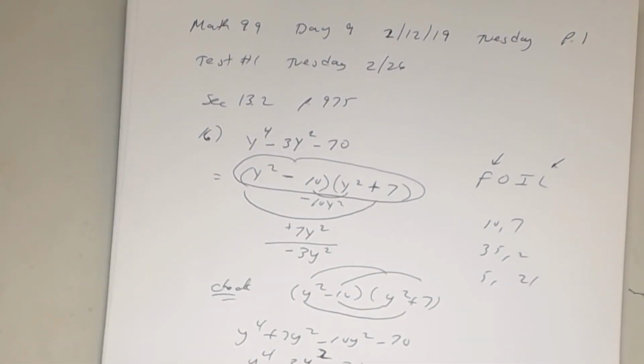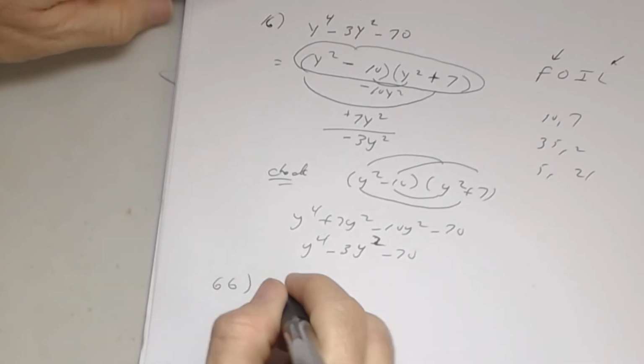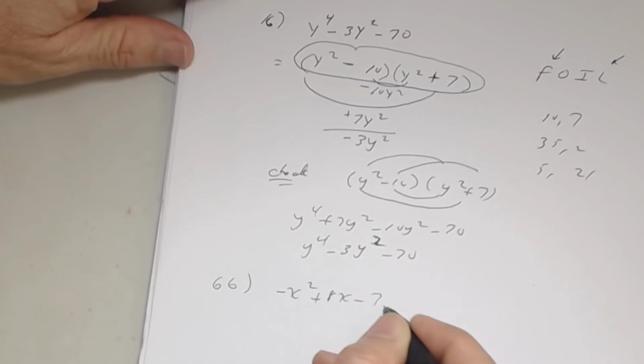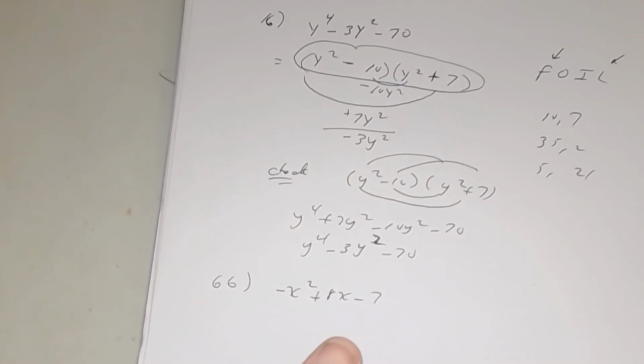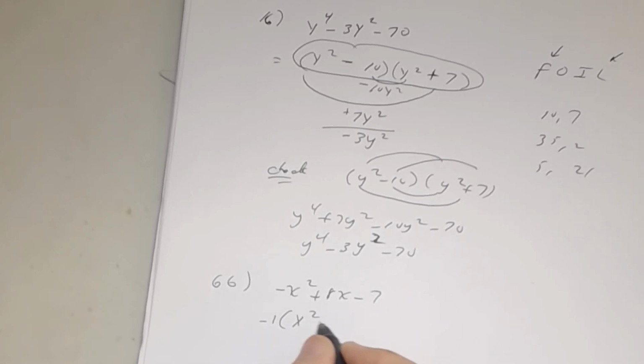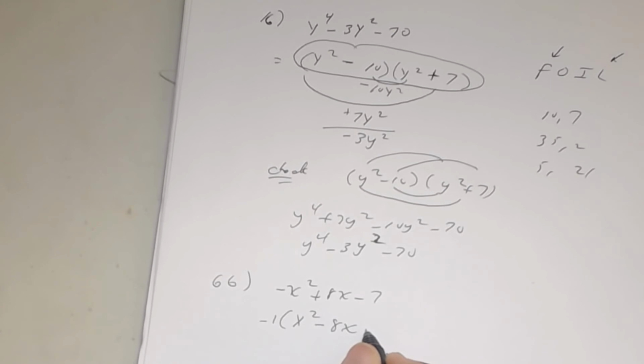Okay, let's look at 66. You have negative x squared plus 8x minus 7. Negative x squared plus 8x minus 7. The directions say to factor out the negative 1 first. So let's factor out the negative 1. When I factor out the negative 1, what do I get? X squared. Come on, guys. Minus 8x plus 7.